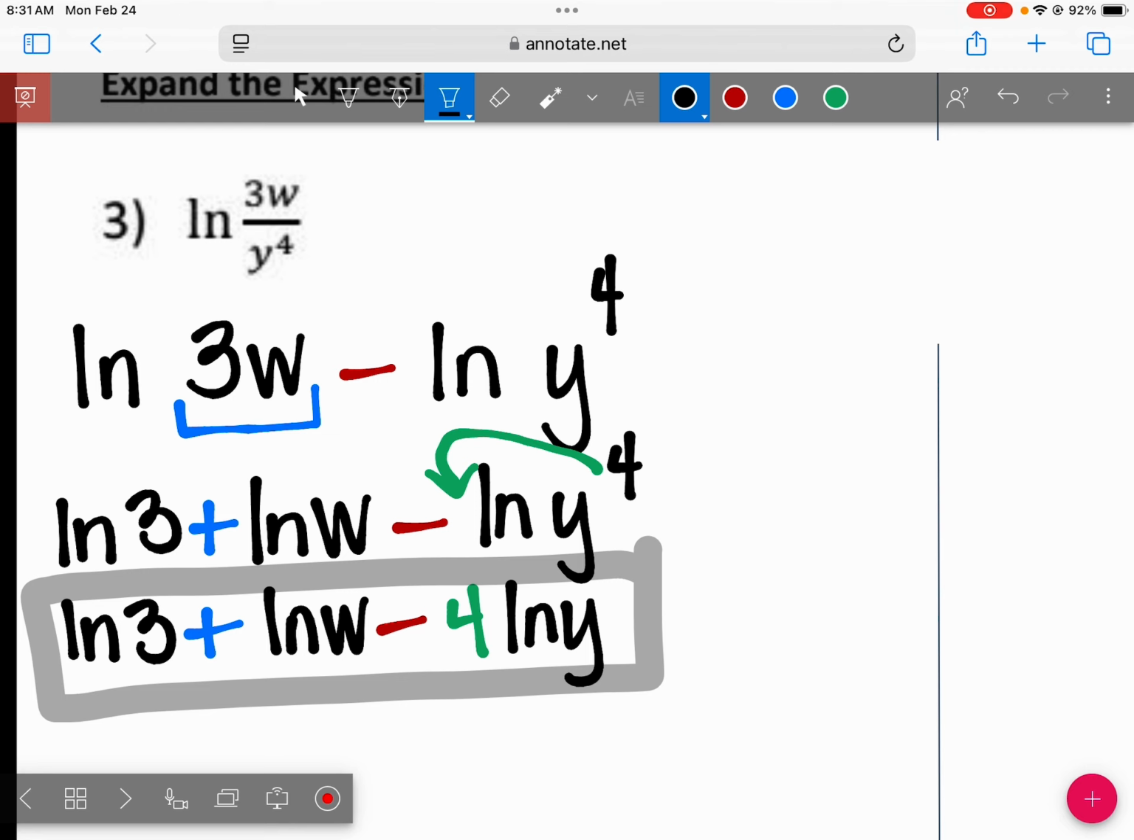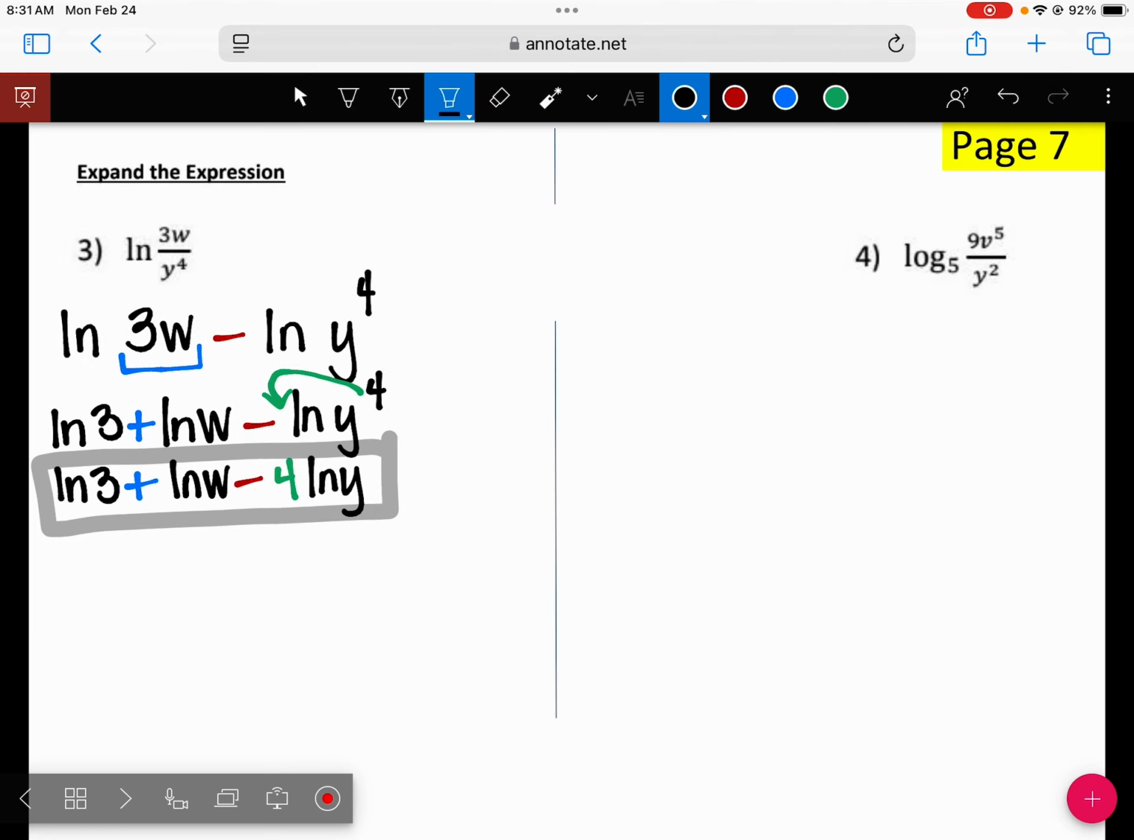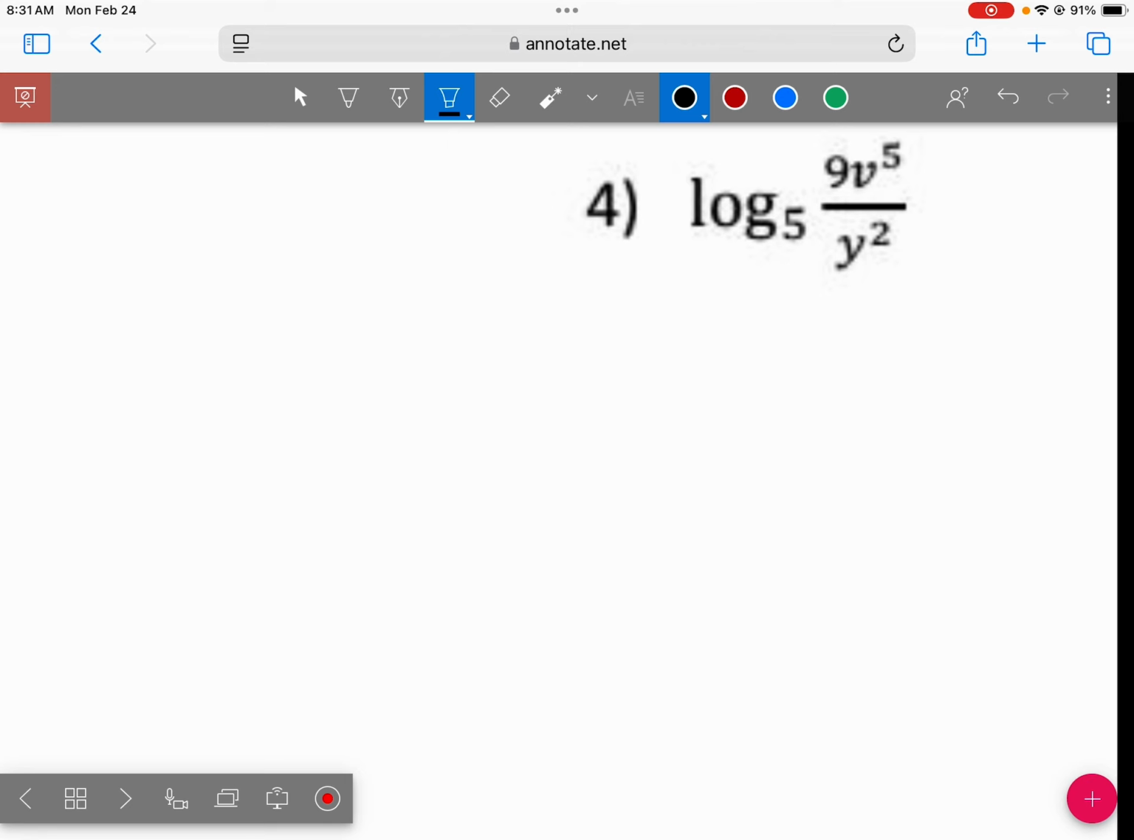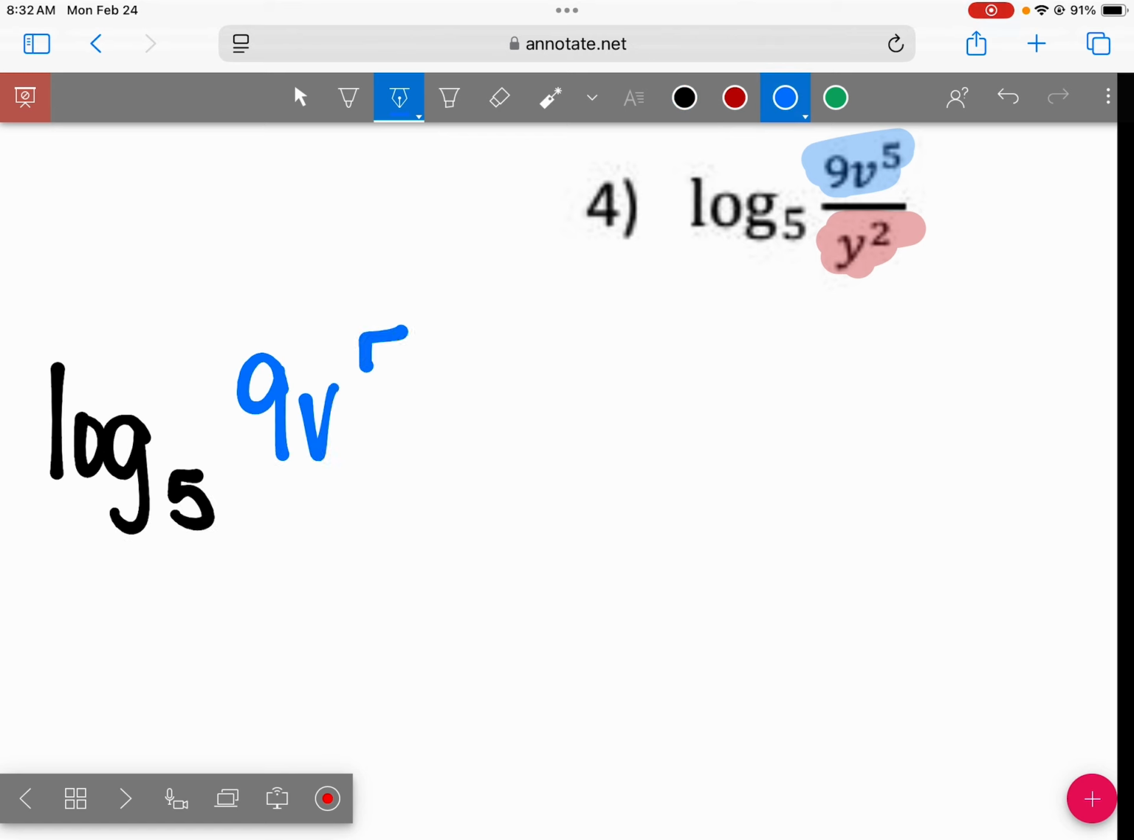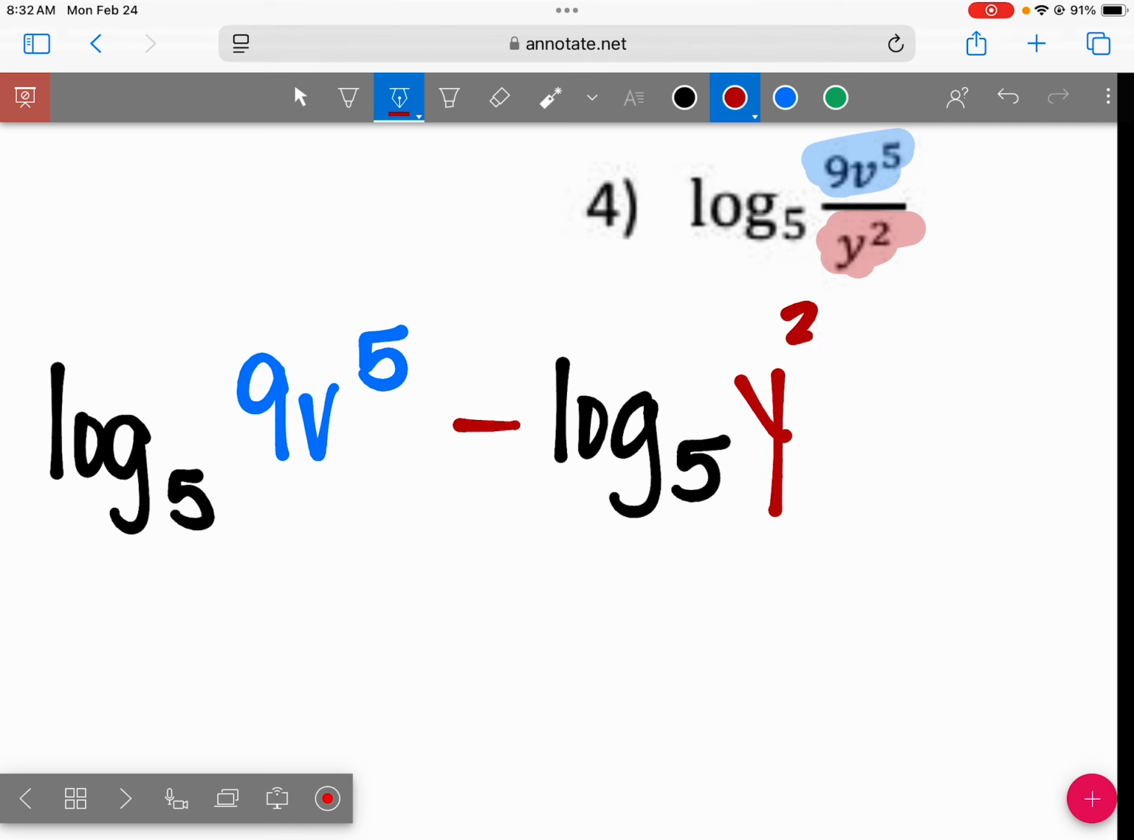All right, we'll do our last one together, and then I'm going to have you do a couple on your own. So let's look at number 4. Do we have a fraction in number 4? We do. So the first thing we're going to do is split this apart. This top minus the bottom. So that'll be log little bitty 5 of the top minus log little bitty 5 of the bottom. That's your first step. If you see a fraction, break it apart with subtraction.